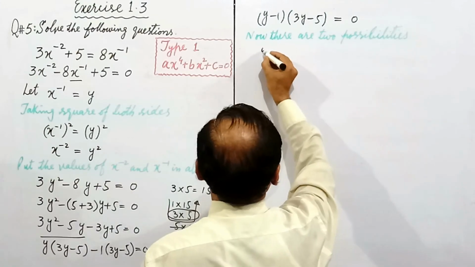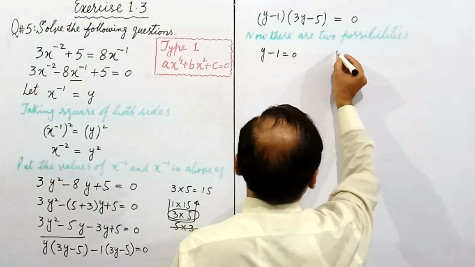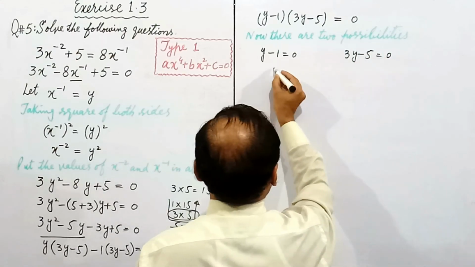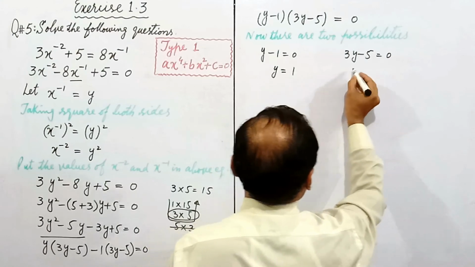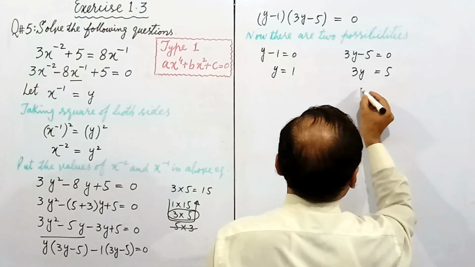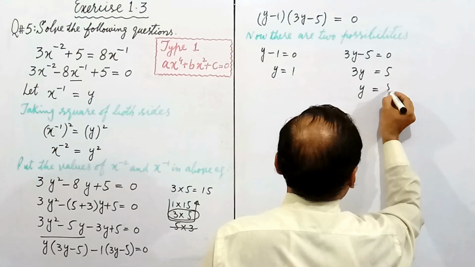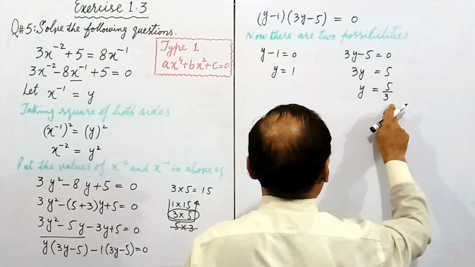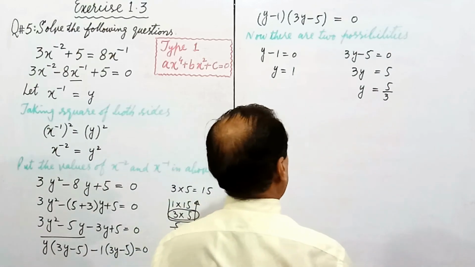One, we have y minus 1 is equal to 0. The second, we have 3y minus 5 is equal to 0. One is taken to the right hand side. We have y is equal to 1. 3y minus 5: 5 is taken to the right side. We have 3y is equal to 5, so y is equal to 5 over 3. As 3 is multiplied, it is taken to the right hand side and becomes the denominator. Now we have both values of y.